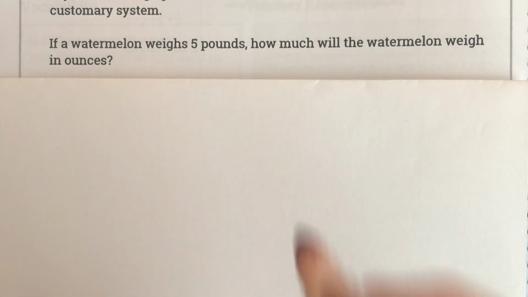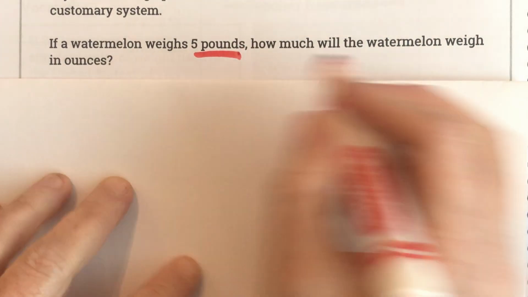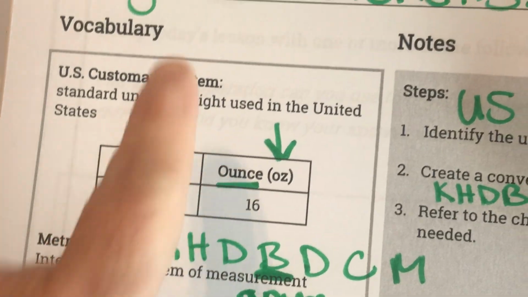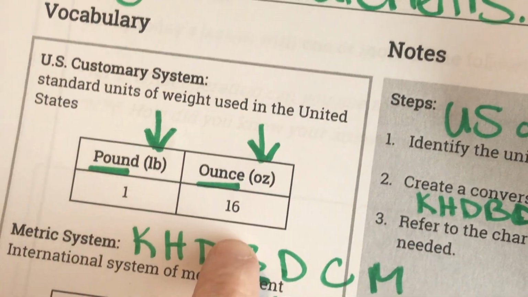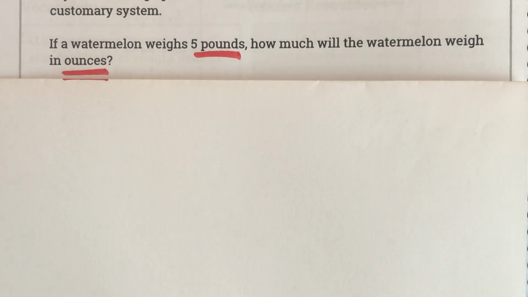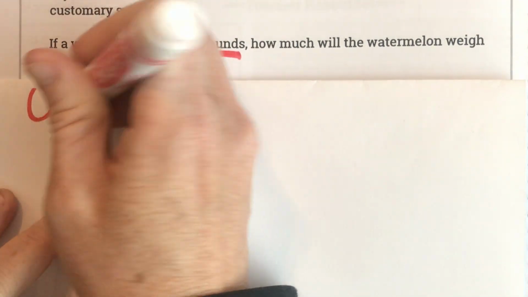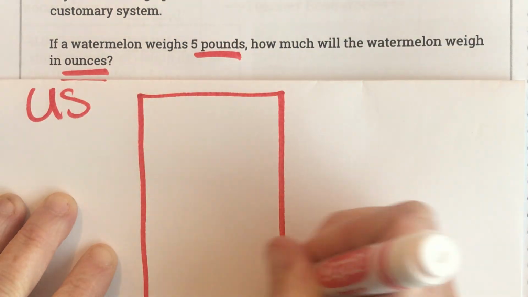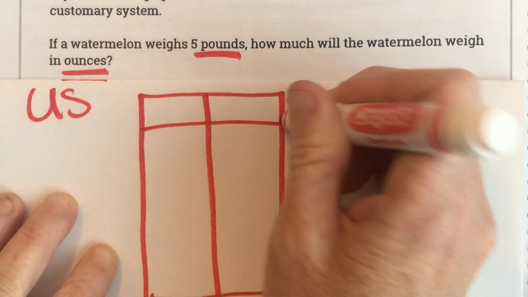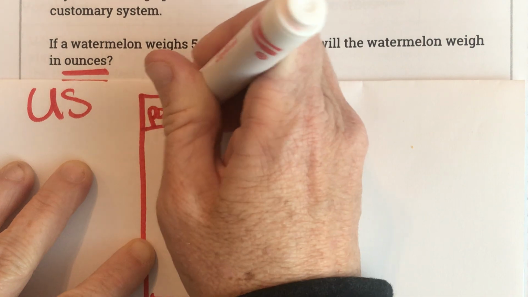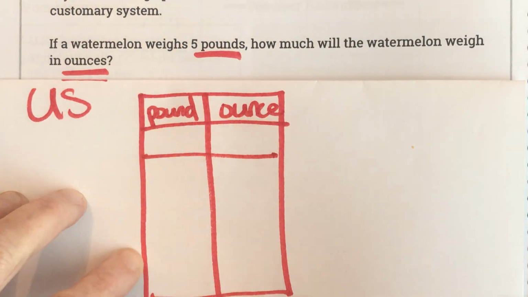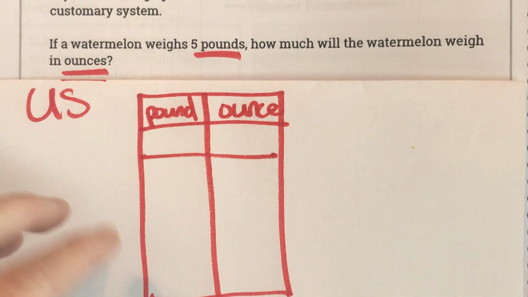Okay, so what words do I see? I see pounds and ounces. Now, if I need to, I can grab my note page and look. Pounds and ounces is my US system. So I know I'm doing the US system, so I know my tool is going to be a conversion chart. And I know my two measurements I'm using are pounds and ounces.